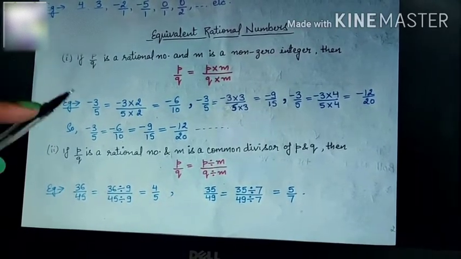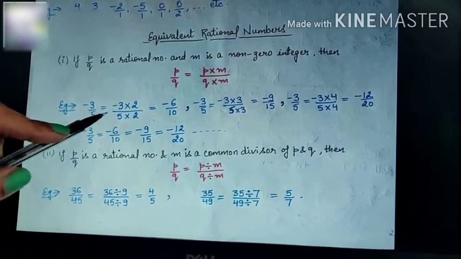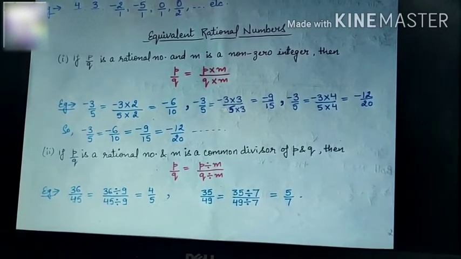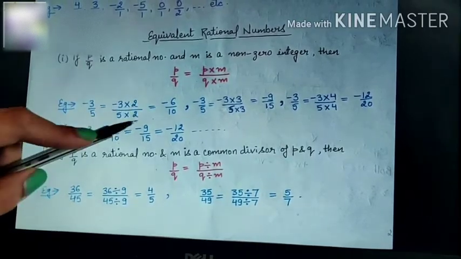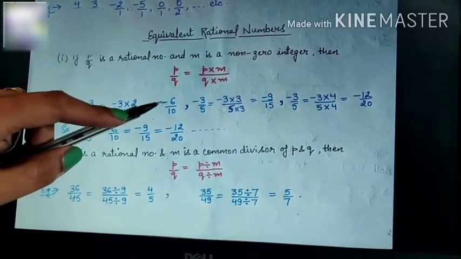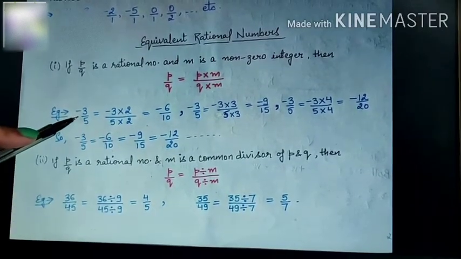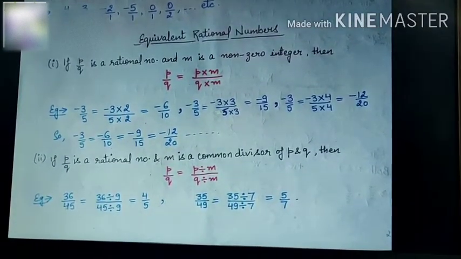Okay. Now let us multiply both numerator and denominator by 2. So minus 3 into 2, and in the denominator 5 into 2. It becomes minus 6, and 5 into 2 is 10. It becomes minus 6 upon 10. So minus 6 upon 10 is an equivalent rational number to minus 3 upon 5.